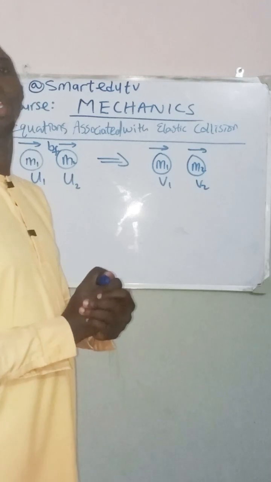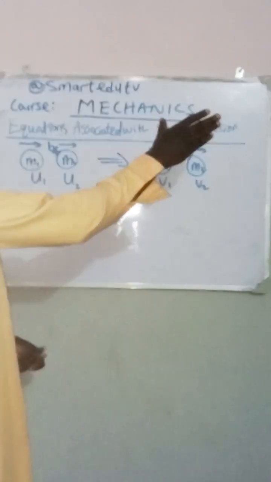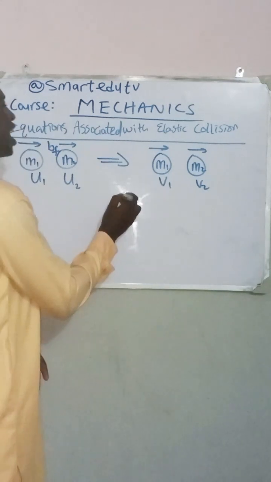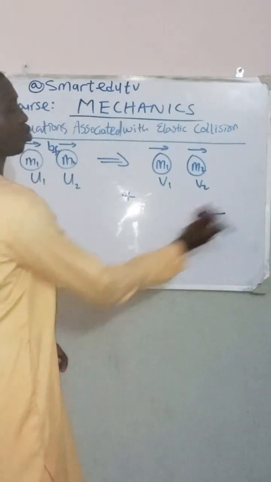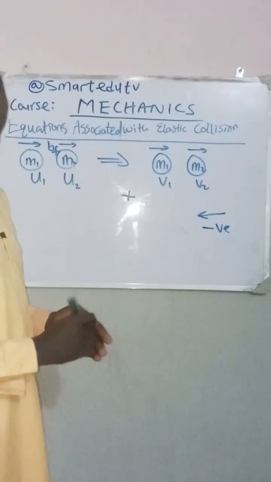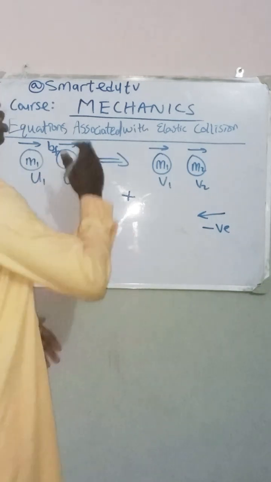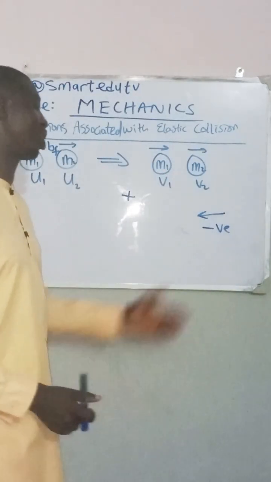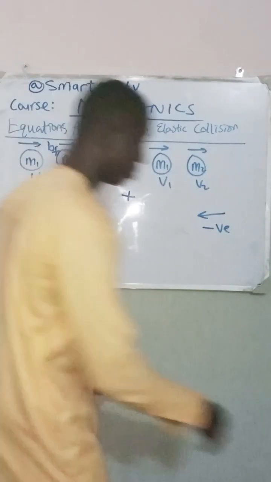In terms of collision, a positive direction, a direction going to the right, it means positive. Any direction going to the right signifies positive, and any direction going to the left signifies negative. Please let's take note of this. These are very important to understand collision. Any direction going to the right is generally termed as positive direction, while any direction going to the left is generally termed as negative direction. Okay?